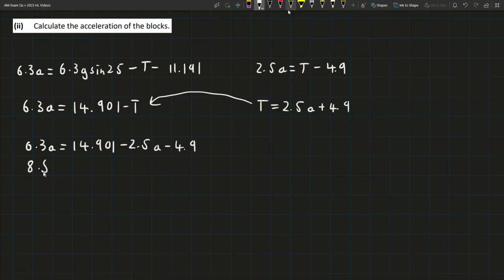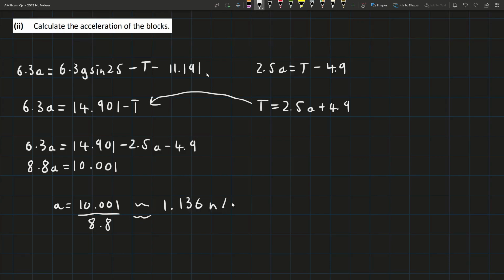So it's going to be 8.8a equals 10.001, which means that a equals 10.001 all over 8.8, which is approximately equal to 1.136 meters per second squared. That's to 3 decimal places. So that's the common acceleration of the two blocks.